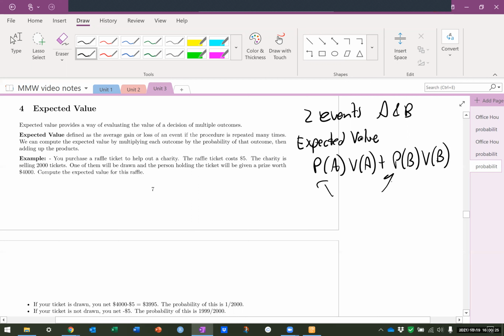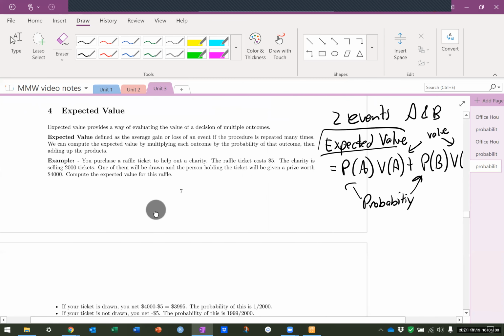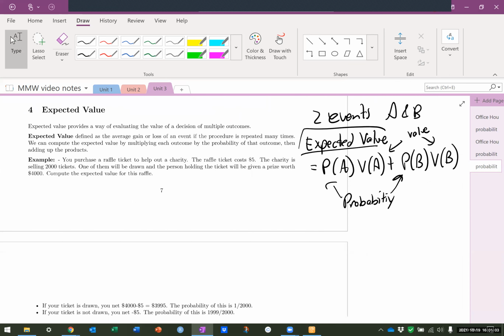So we have to know whichever probability is more likely, that's going to weight the value more heavily, right? So that's the expected value formula. And you could also extend it to three events if you wanted. If you had three events, A, B, and C, you would just add probability of C times value of C, right? So we'll stick to two events, or two-outcome events, and look at two examples of that.